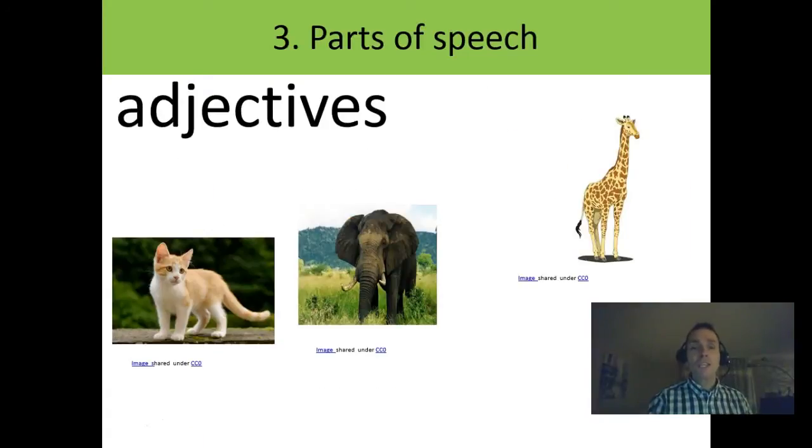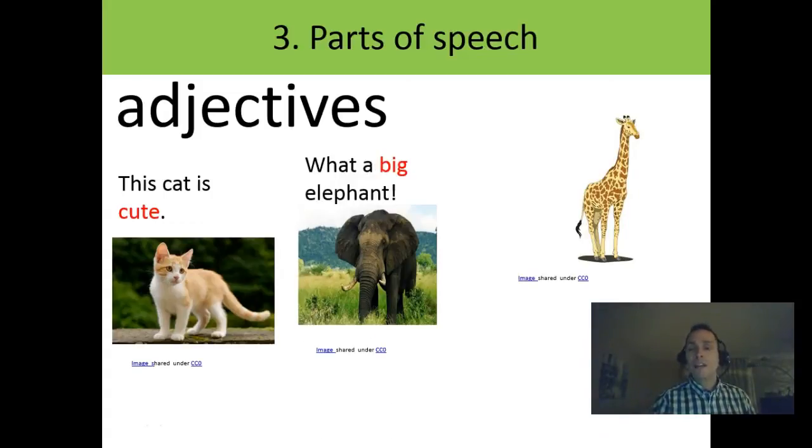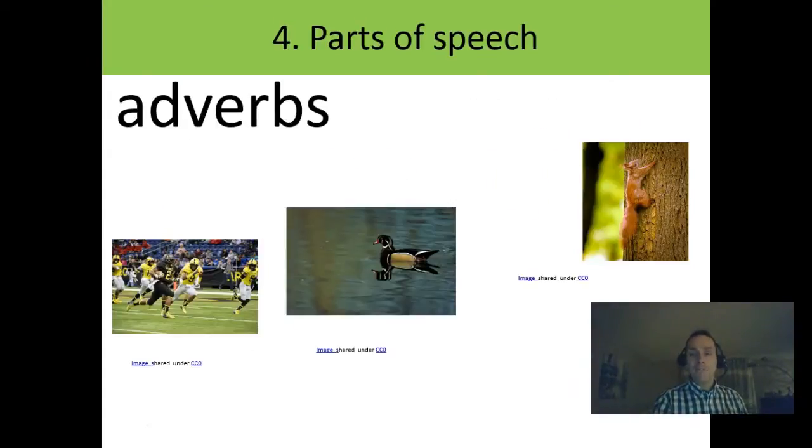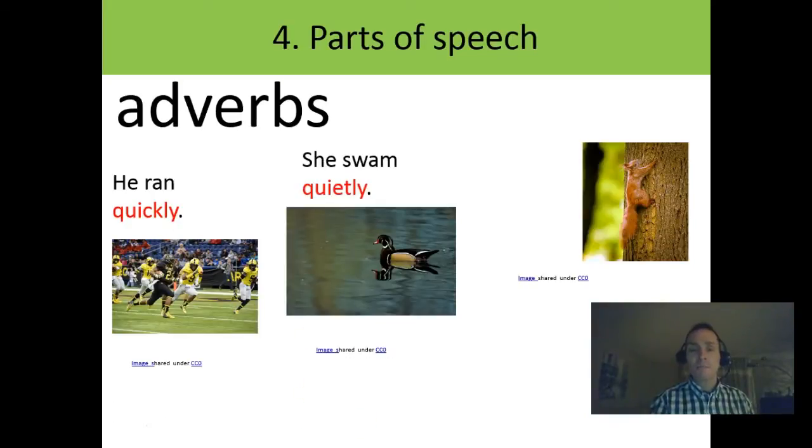Part of speech number 3 are adjectives. This cat is cute. What a big elephant. This giraffe is very tall. So first of all, we've got cute, which describes the cat, big, describing the elephant, and tall, which describes the giraffe. These are adjectives. Okay? Number 4, adverbs. So we can say, he ran quickly.